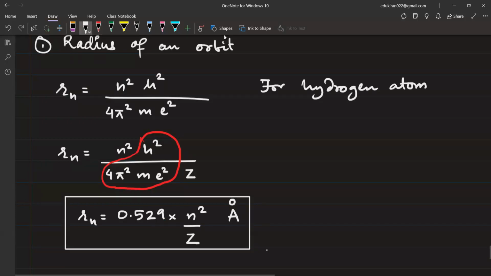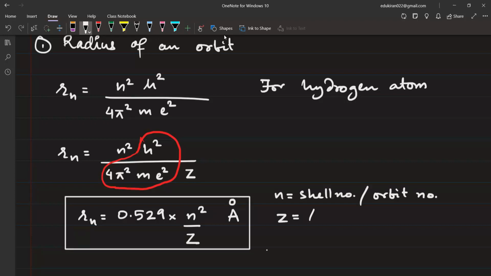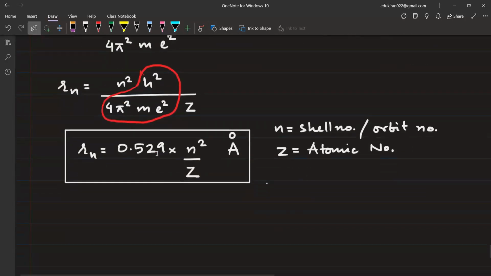Fine. Now what is n here? n is the shell number or the orbit number. What is Z? Z is the atomic number. Is this clear? Yes or no? Please tell me. छोटा फॉर्मूला याद कर लेंगे, हाँ या ना? Yes, sir.